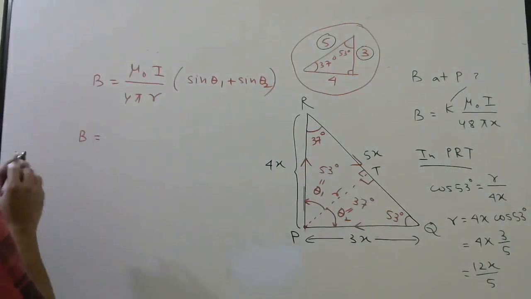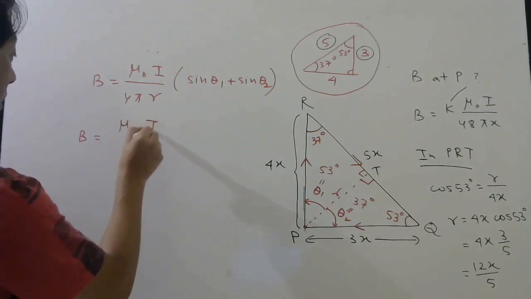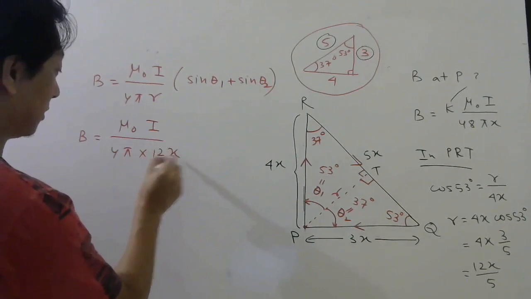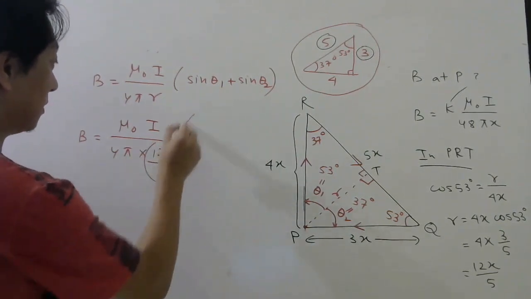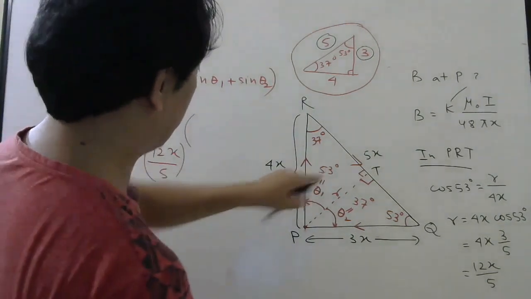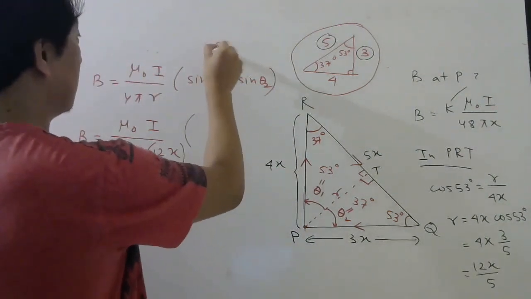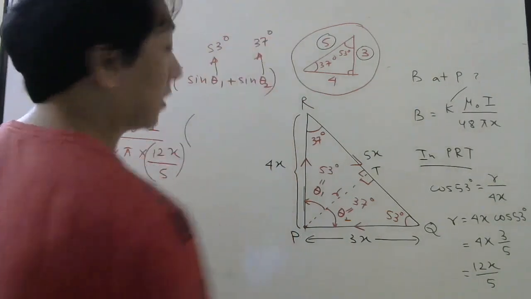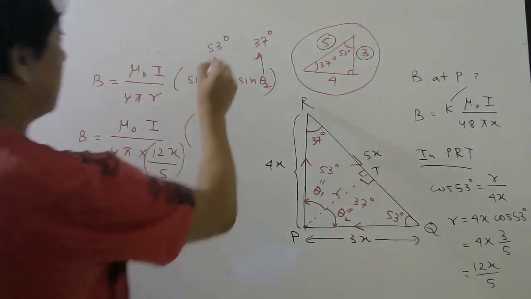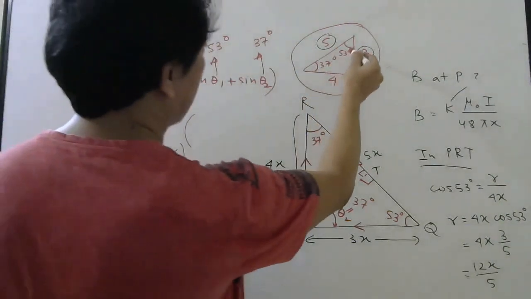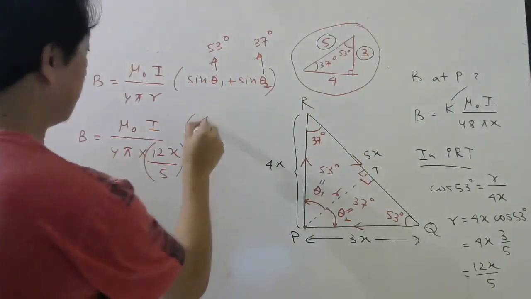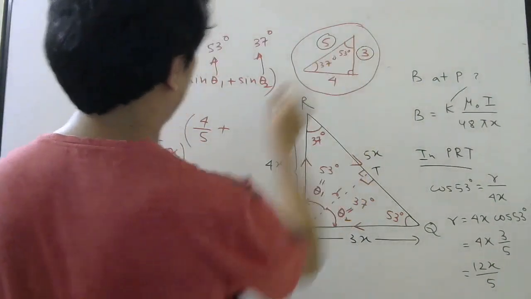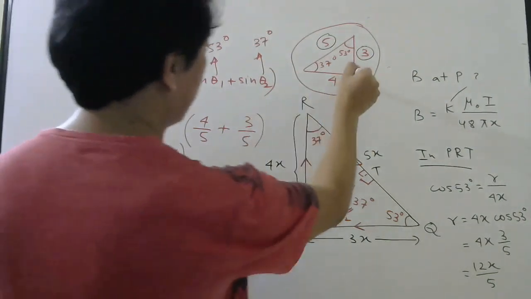So this will be mu naught I by 4 pi R. What is R? 12x by 5. Then sine theta 1, where theta 1 is 53 degrees, and theta 2 is 37 degrees. Correct? So sine 53 degrees will be what from here? Sine 53 is 4 by 5, and sine 37 will be 3 by 5. This triangle is very useful, okay?